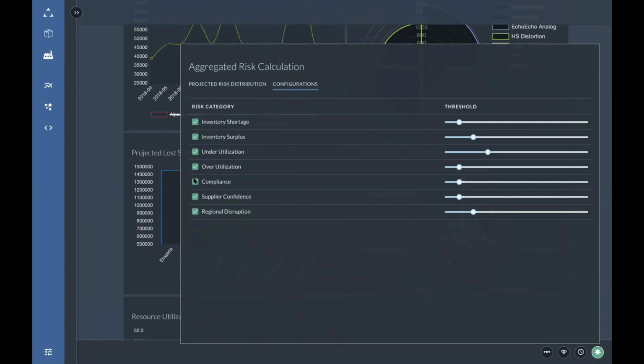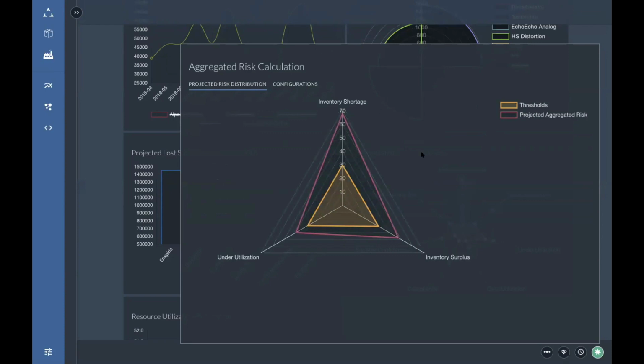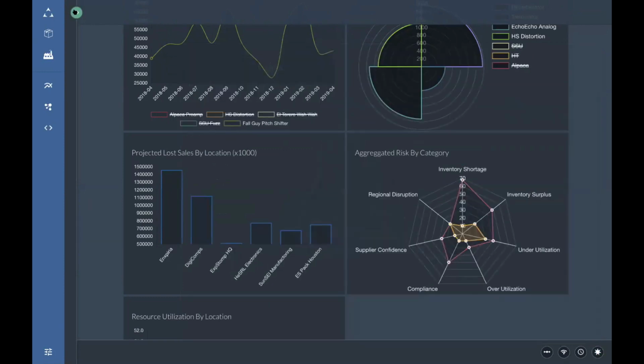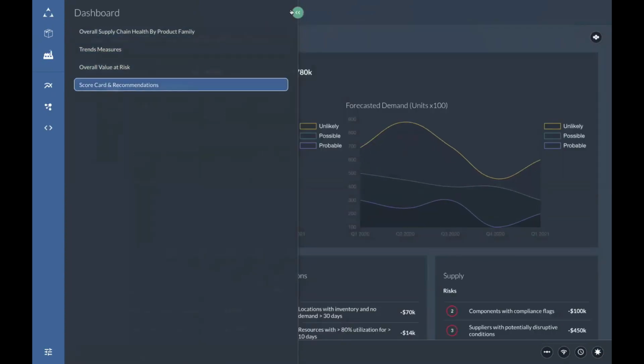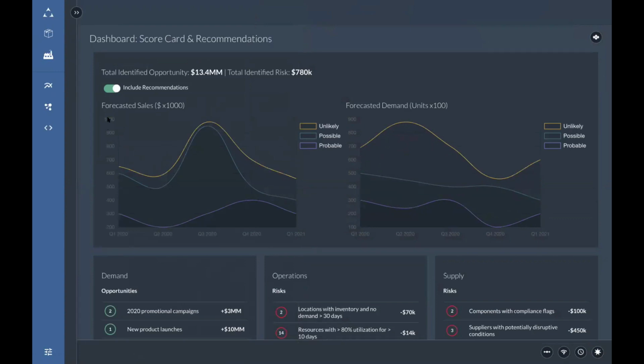Let's just say we'll take away overutilization, and we really just want to see underutilization and inventory surplus and shortage. Now, we can even tweak that threshold a little bit on some of those. And now we can see, at a much tighter composite, how we may want to measure risks. So we can also look at some value versus risk comparisons under some score charting, so we can see what the scorecard looks like for forecasted sales versus demand.